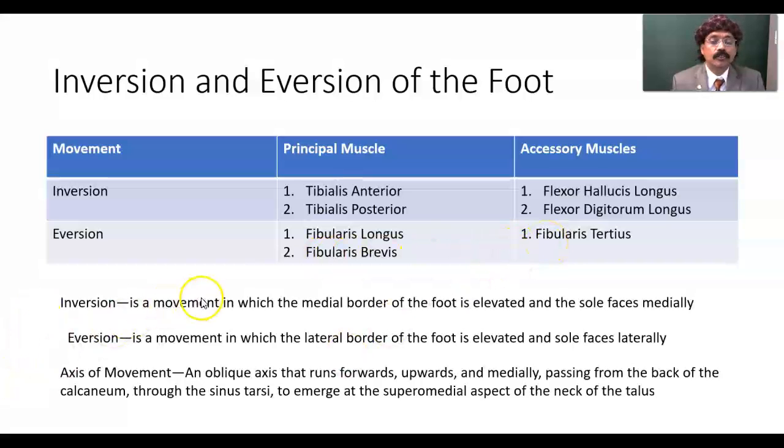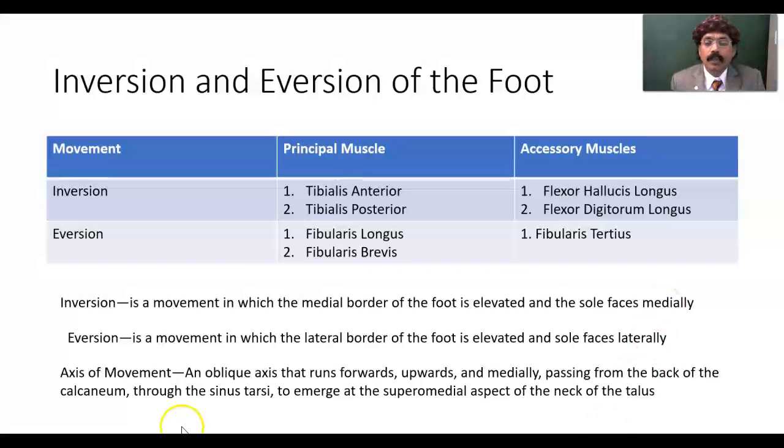What is inversion? It is a movement in which the medial border of the foot is elevated and the sole faces medially. In inversion, the medial part is elevated and the sole is facing medially. In eversion, the lateral border of the foot is elevated and the sole faces laterally.